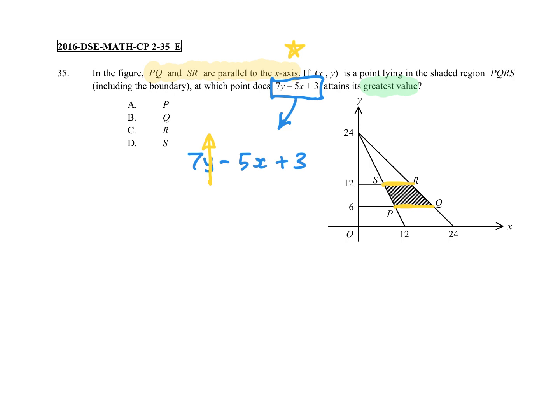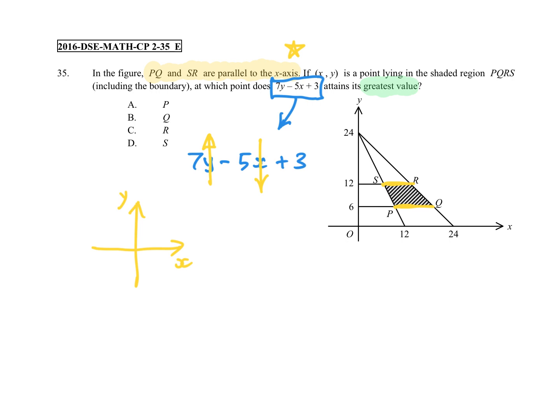But you can see the second term of the expression, negative 5x. The coefficient of x is negative 5, which is negative. So that's why the smaller the x, the larger the value of the second term, negative 5x, and then the larger the value of the whole expression. So if you look at the rectangular coordinate plane, I want the x as small as possible.